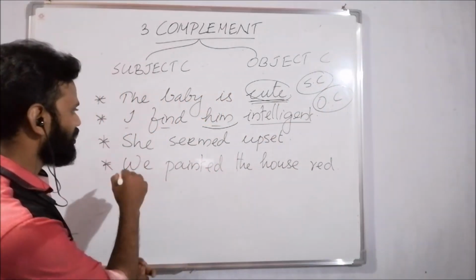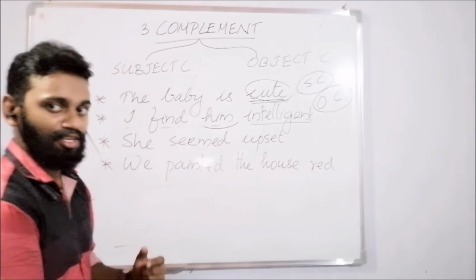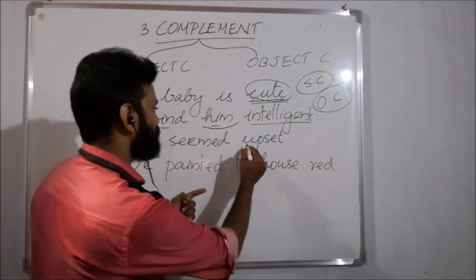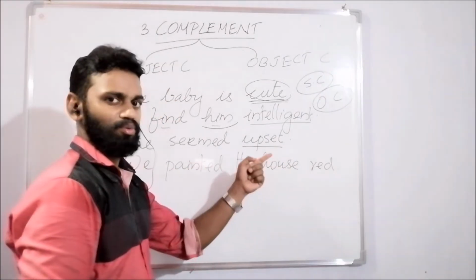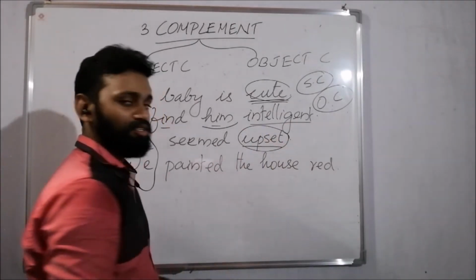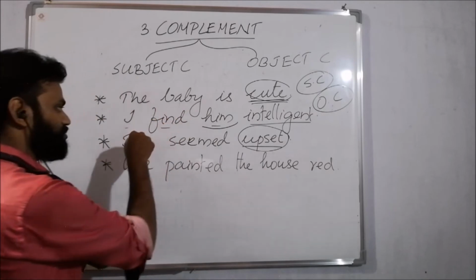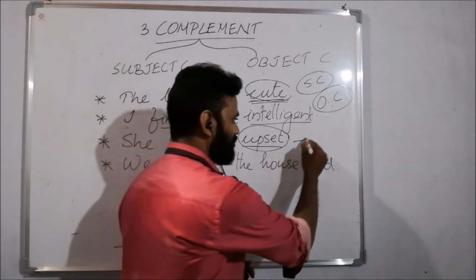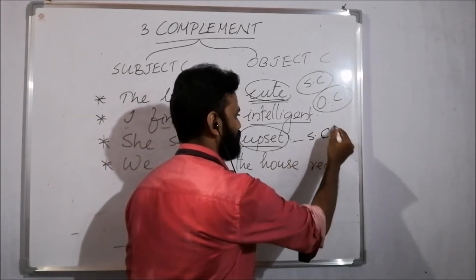Look at the third example. She seemed upset. Now the word which comes after the verb is upset. Now, why have we used this word in this sentence? It is to speak about the quality of the subject. Therefore, this is subject complement.